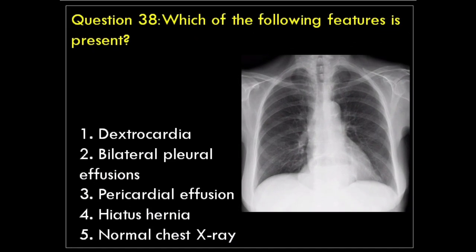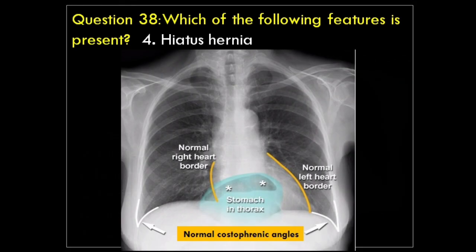Question 38: Which of the following features is present? 1. Dextrocardia. 2. Bilateral pleural effusions. 3. Pericardial effusion. 4. Hiatus hernia. 5. Normal chest X-ray. The correct answer is hiatus hernia.